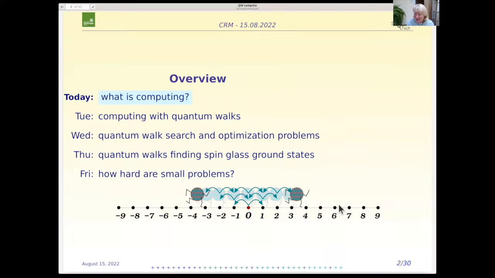So I think if we're going to talk about computing with quantum walks, applying them to something, the first thing we should do is make sure we know what computing is. So that's what today's talk is going to be all about.